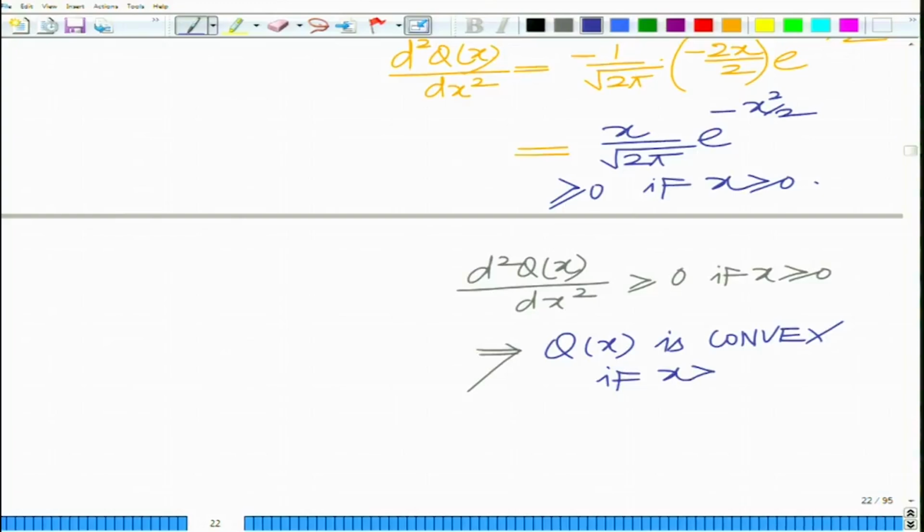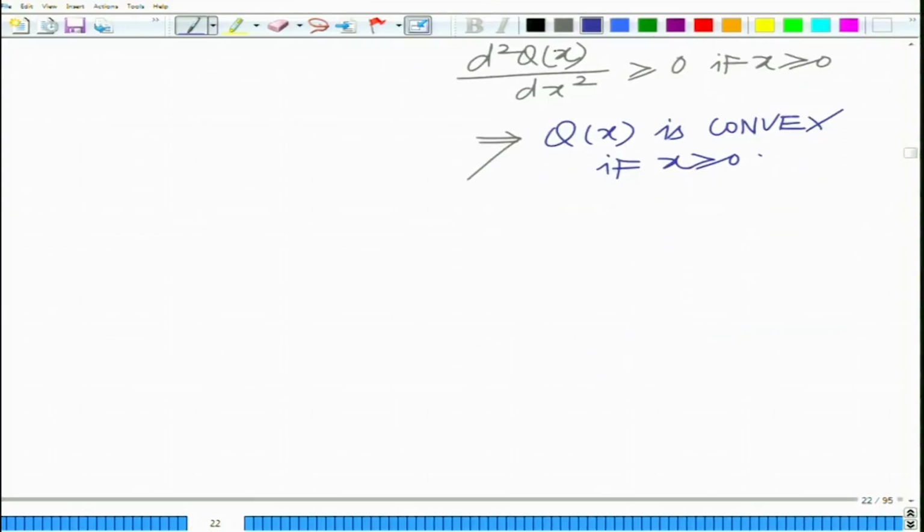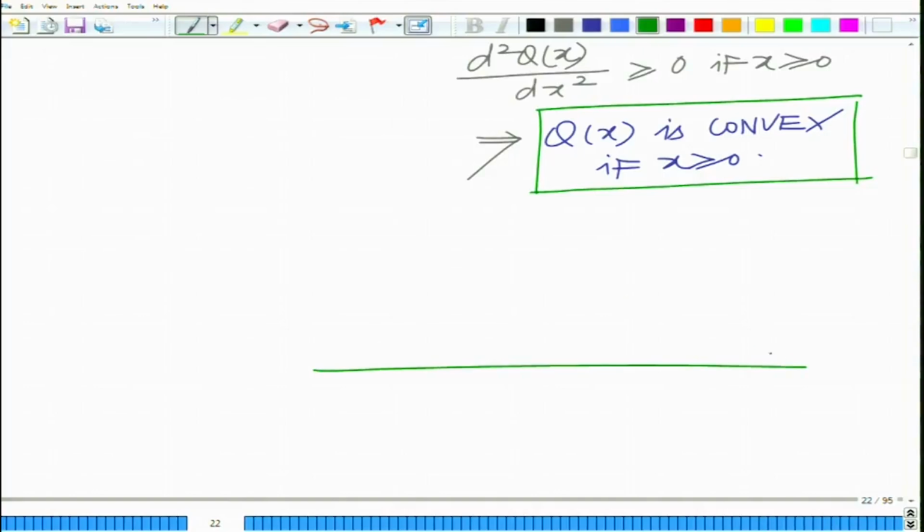if x is greater than or equal to 0, and this is in fact a very interesting property that we will use quite often in the future. If you look at a plot of the Q function, that is a CCDF, it is decreasing constantly.